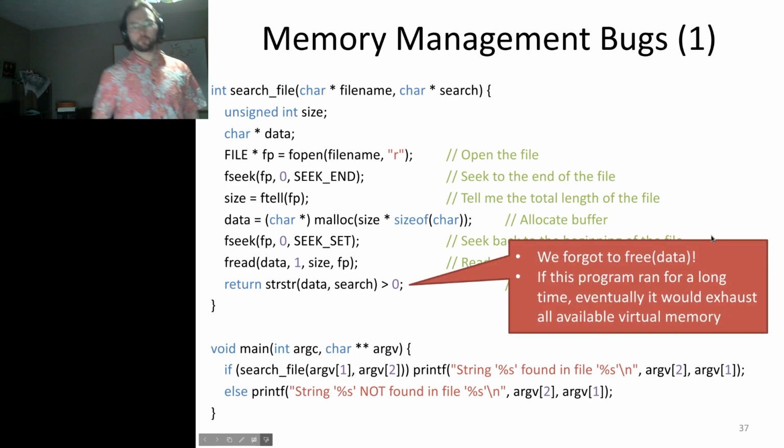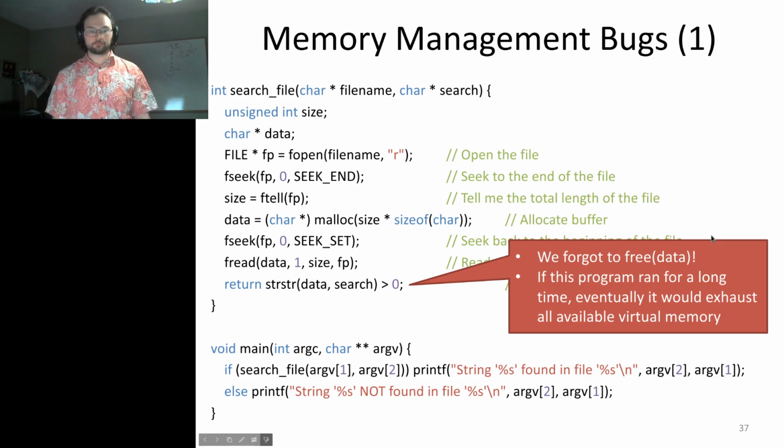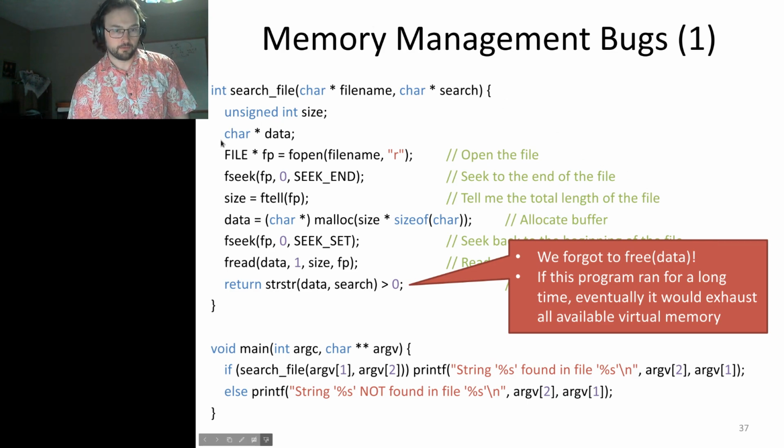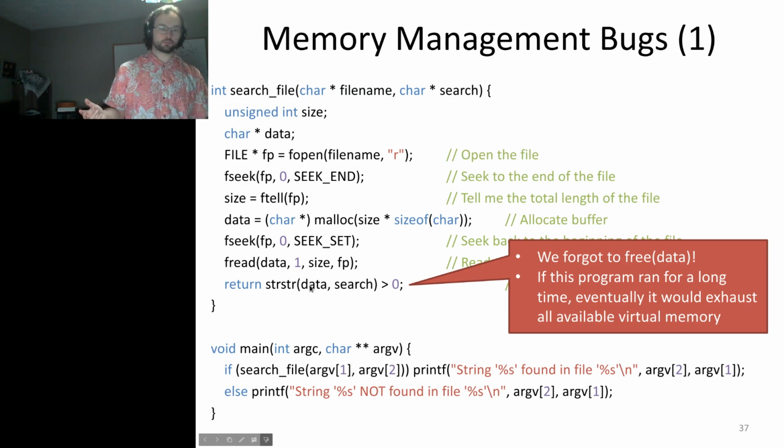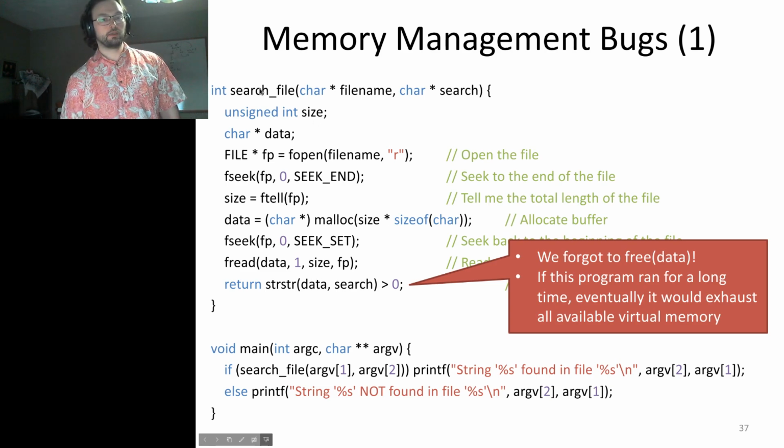So the first problem that we have here is that we forgot to free data. So we allocate data right here with this malloc. We never call free. We aren't actually returning data, so whoever's calling this function, they can't free it for us. And so this is a memory leak that's going to cause trouble.